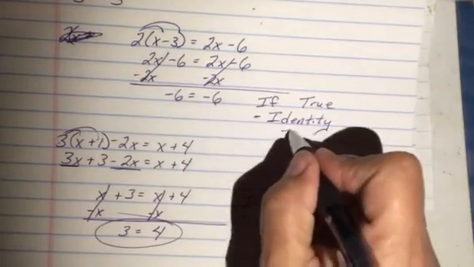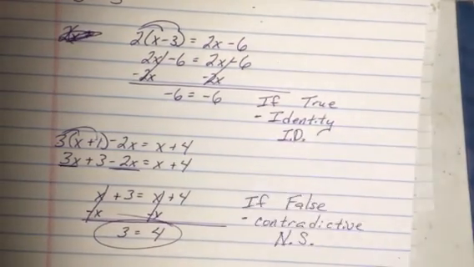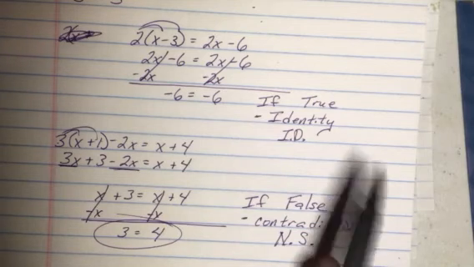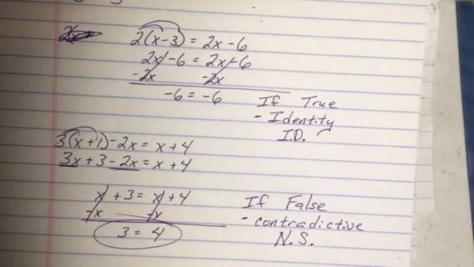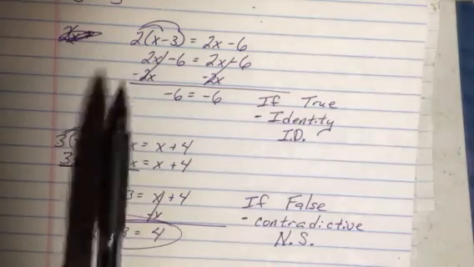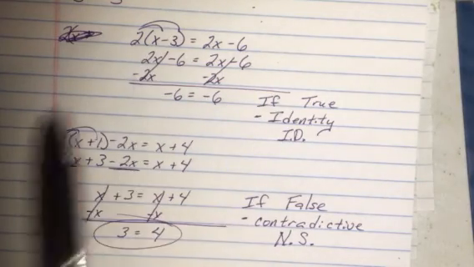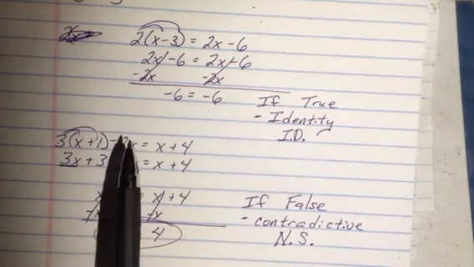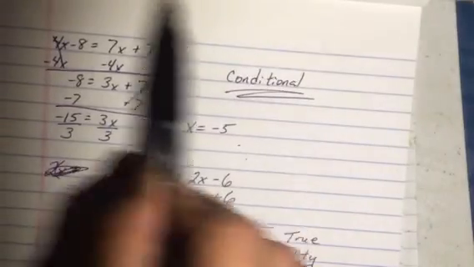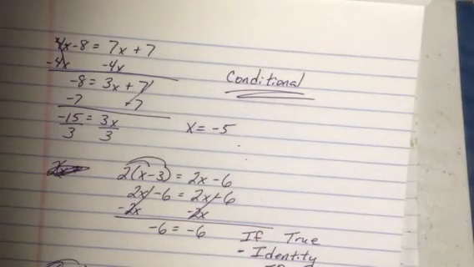I also abbreviate, by the way, as an ID. Or a contradictive, abbreviated as no solution. This one, any number works, no number works. Conditional's the one you've been solving, one number works.